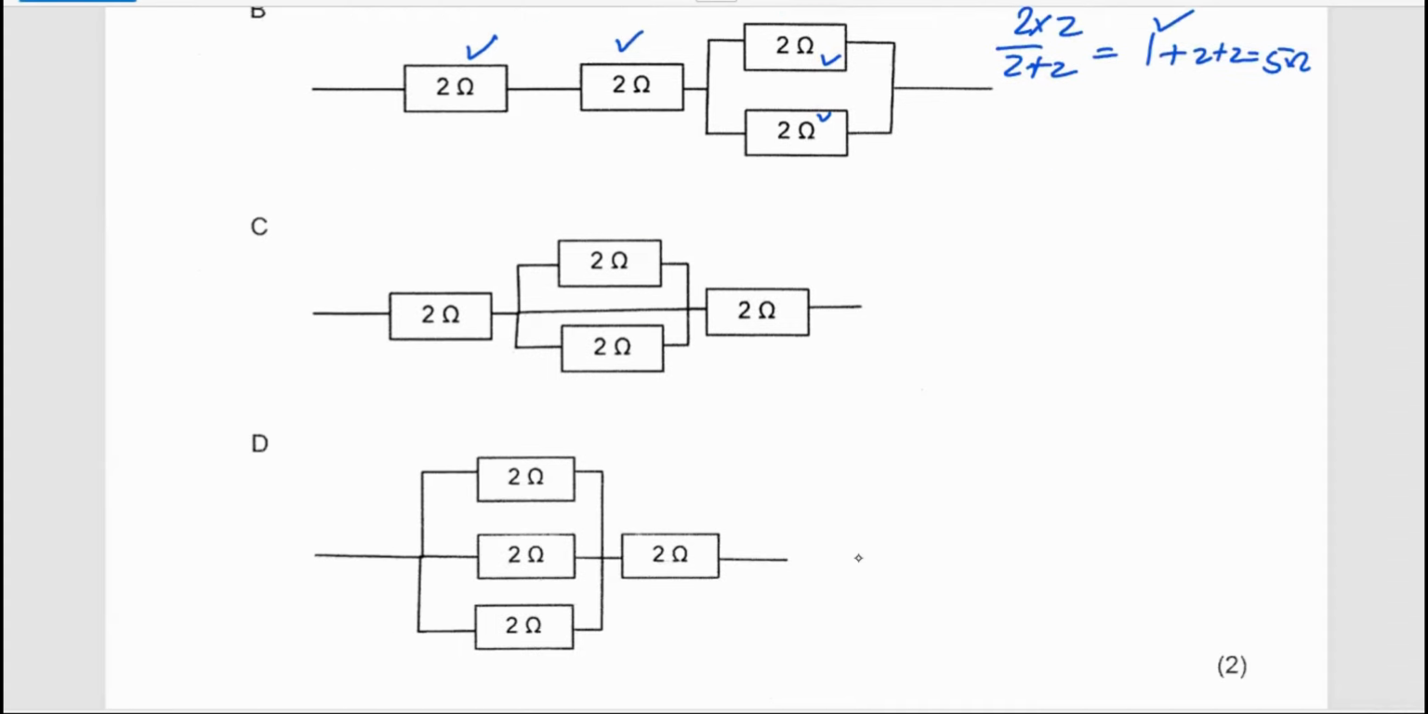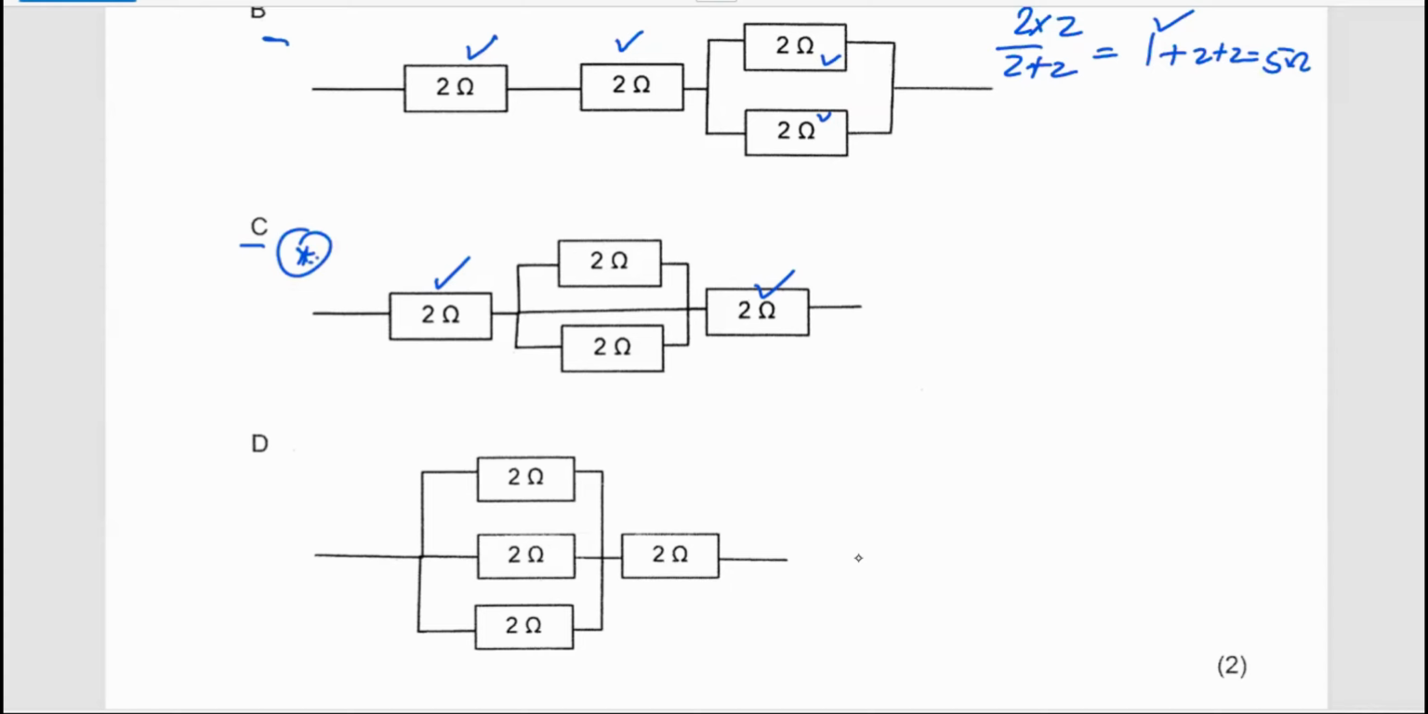With this one, we know that these 2 and this are in series. So technically, there is no difference between option B and option C. The way I'm looking at it. But let's see. Let me pause on this one.